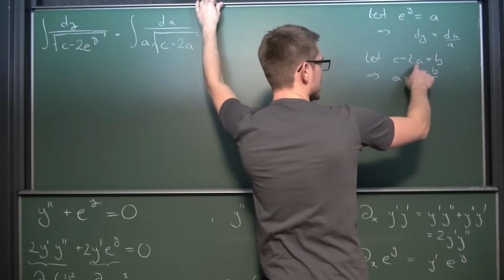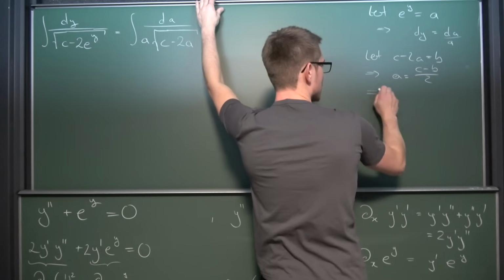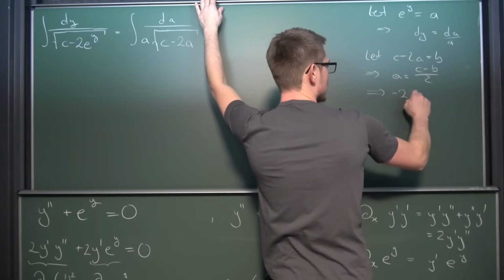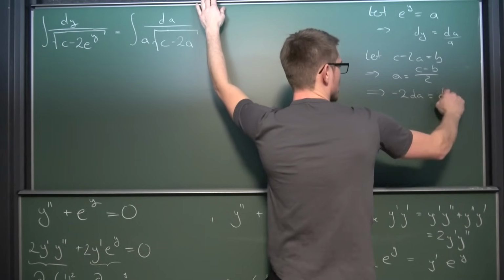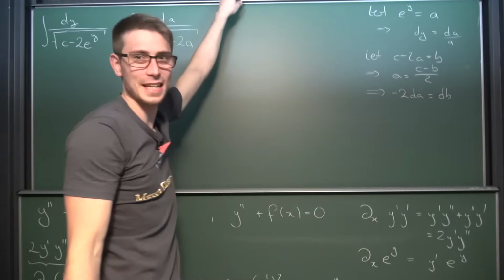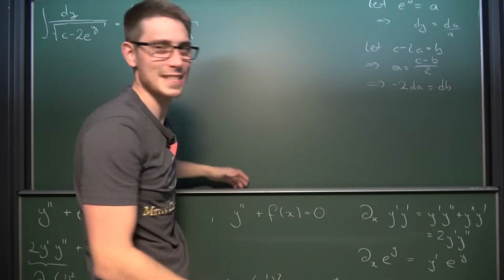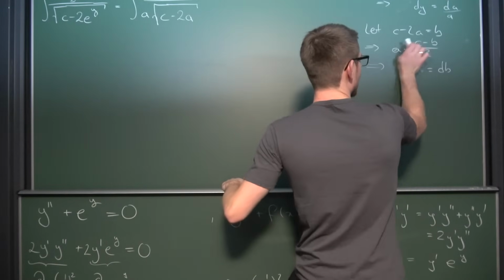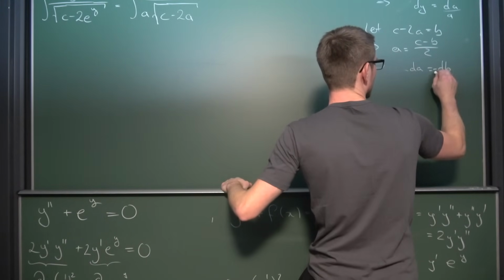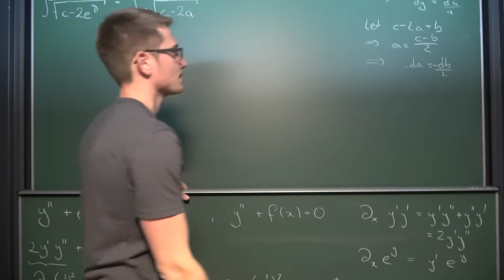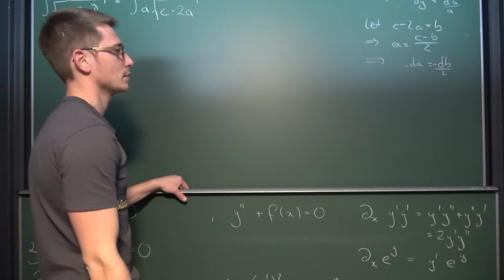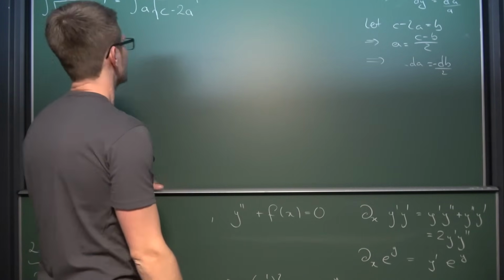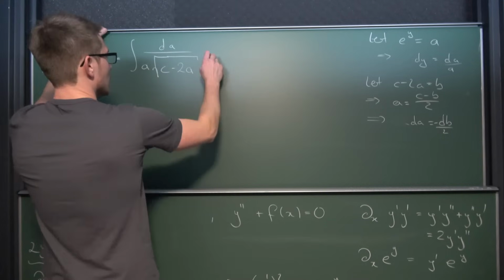And differentiating this part right here, it's also going to get us that negative 2dA is equal to dB. Yeah, that also looks ugly. Who wants this as his new differential one form? Dividing both sides by negative 2 gives us this. Okay, let's sub it in.